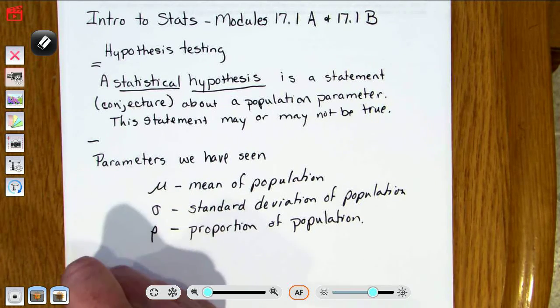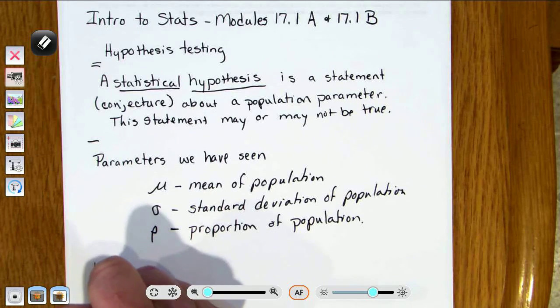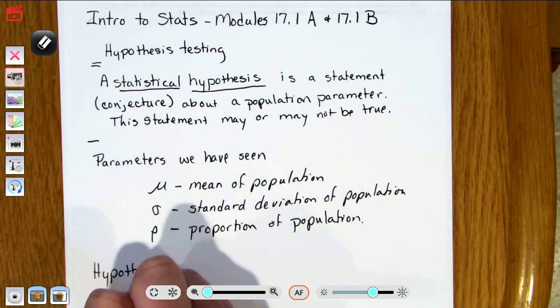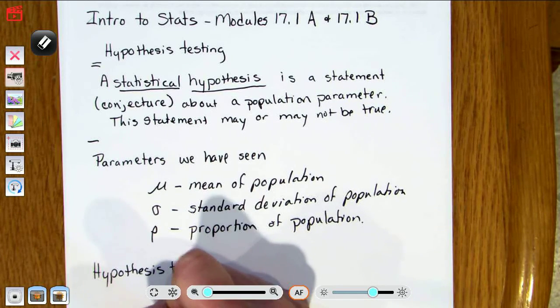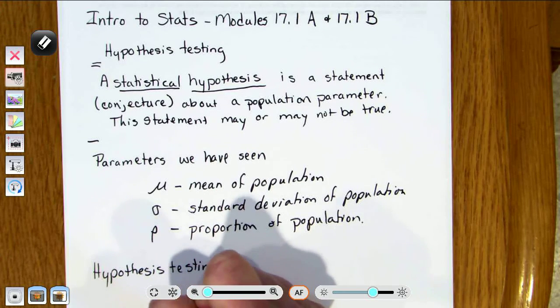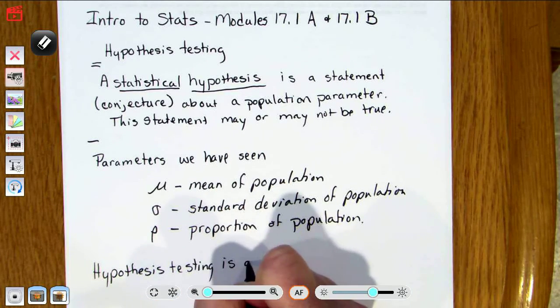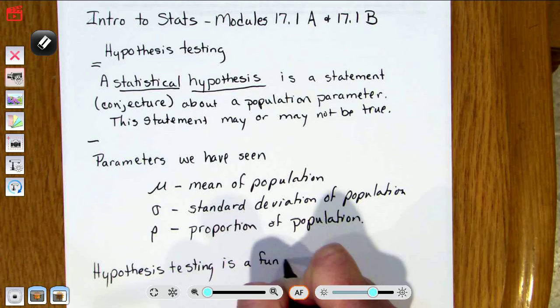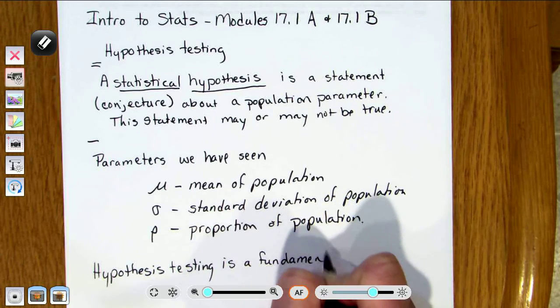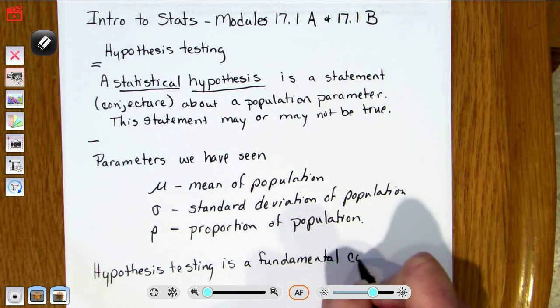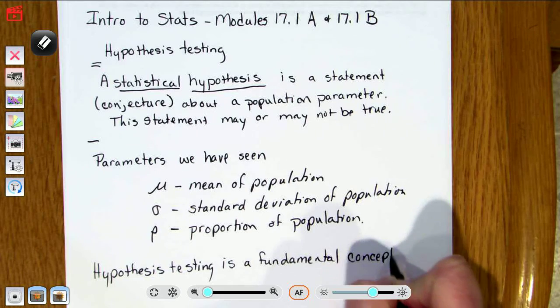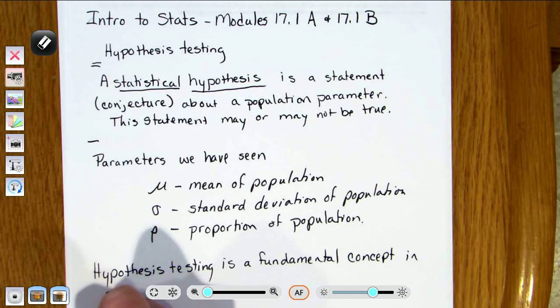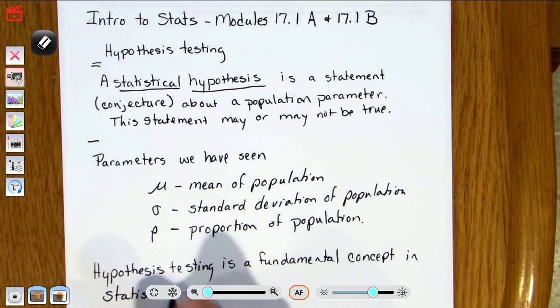Hypothesis testing is taking these a little bit further. It is a fundamental concept in statistics. And it is done all the time up at places like Mayo Clinic.